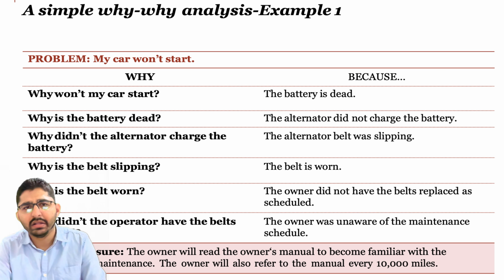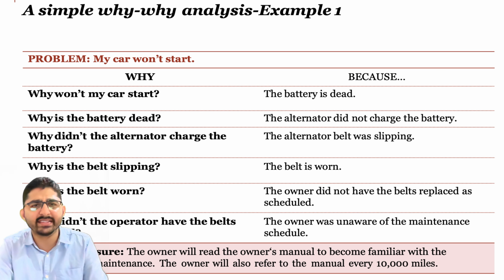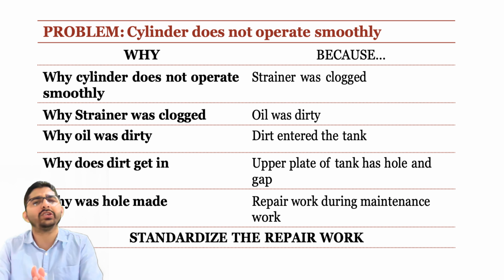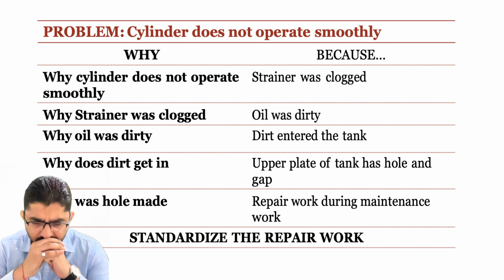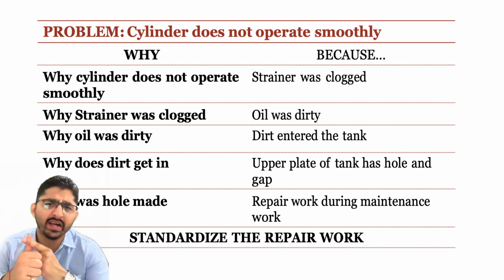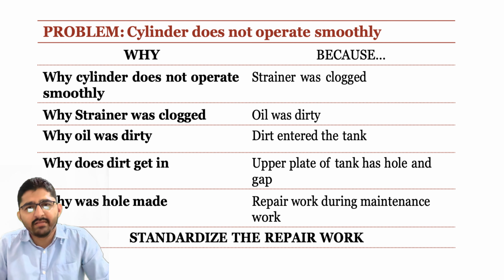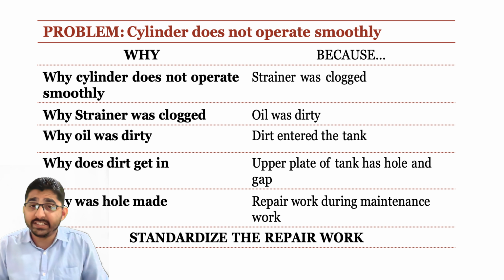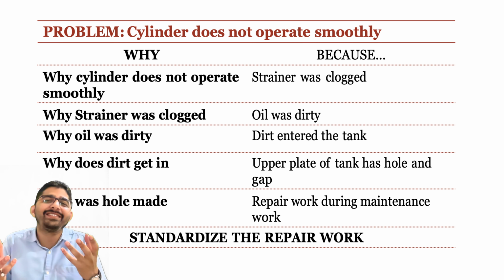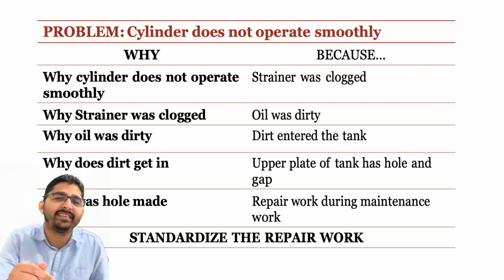So now let's take an example of a cylinder. Second problem. The problem statement is that the cylinder does not operate smoothly. So you should put the first why against this problem statement. Why does the cylinder not operate smoothly? Because the strainer was clogged. Why was the strainer clogged? Because the oil was dirty. Why was the oil dirty? Because dirt entered into my tank.